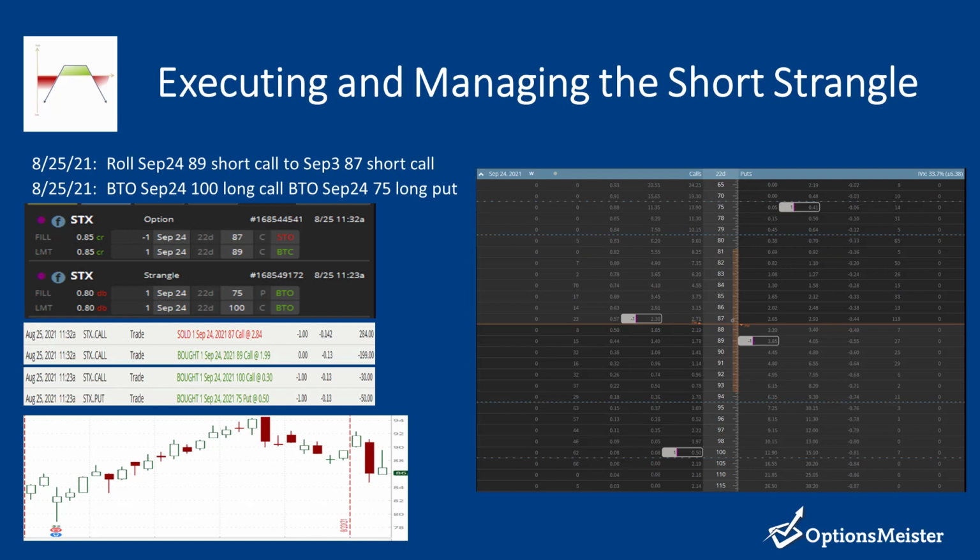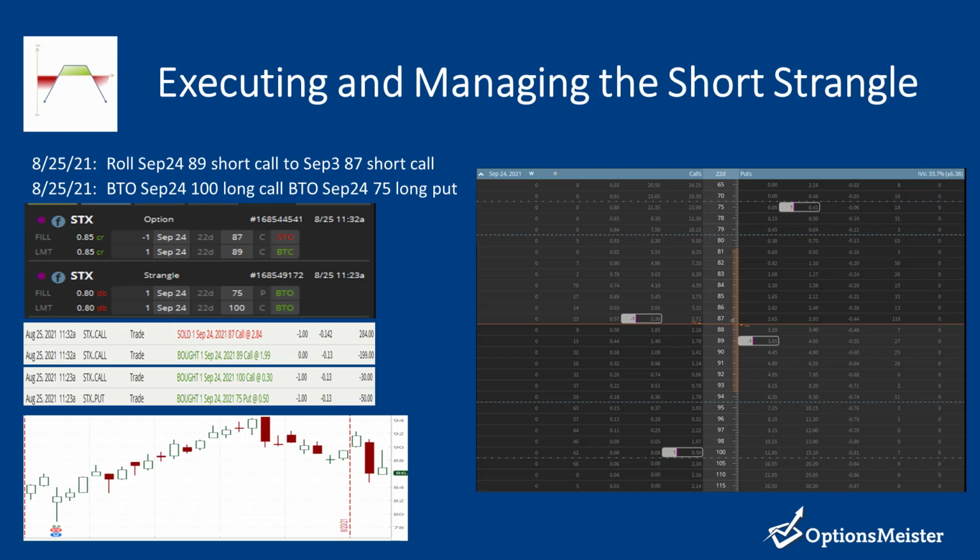Five days later, on August 25, the stock continued its down move. The previous adjustment created the September 24, 89 straddle. Now the short put has become the tested side. The mechanical adjustment is to roll the untested 89 short call. The 89 short call was rolled down to the 87 strike.